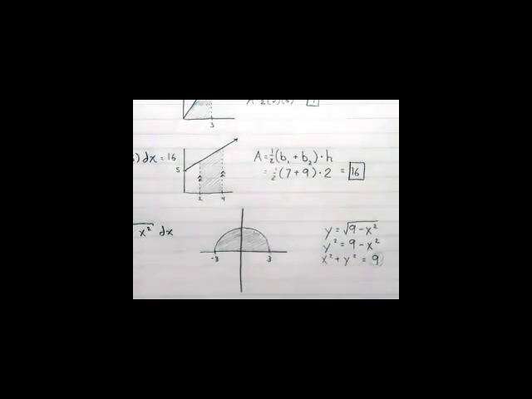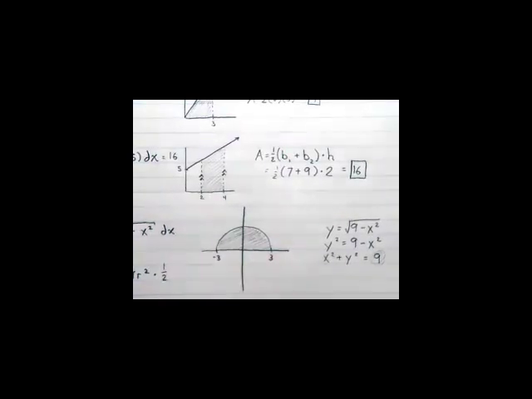So the formula for the area of a circle is what? Pi r squared. Except we're only looking at half the circle. So pi r squared times a half, or divided by 2. However you want to do it.